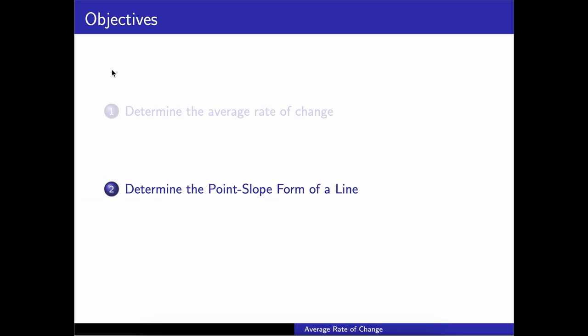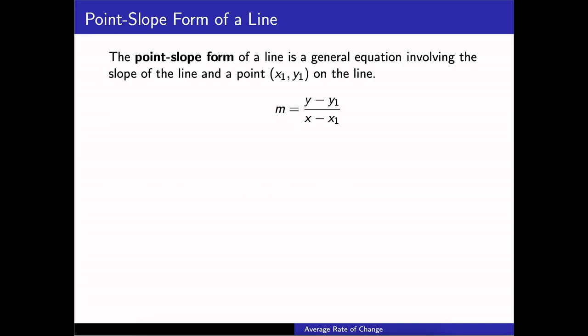All right, so in this video, we're going to take a look at determining the point-slope form of a line, and we're going to work with the examples we did in the previous video. So our point-slope form of a line is just a general equation involving the slope of a line and a point, x1, y1, on the line.